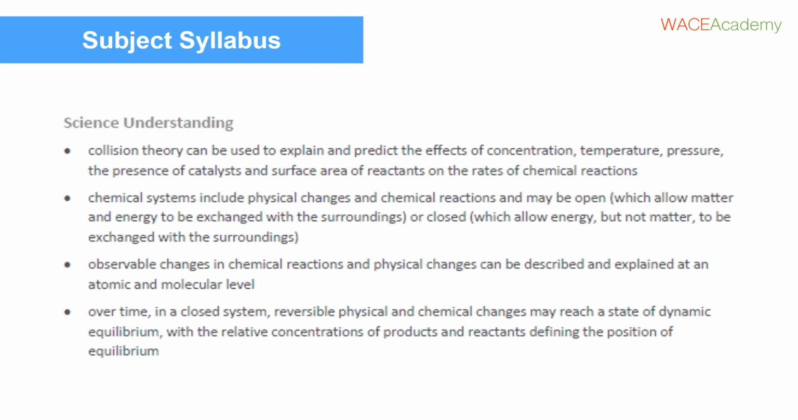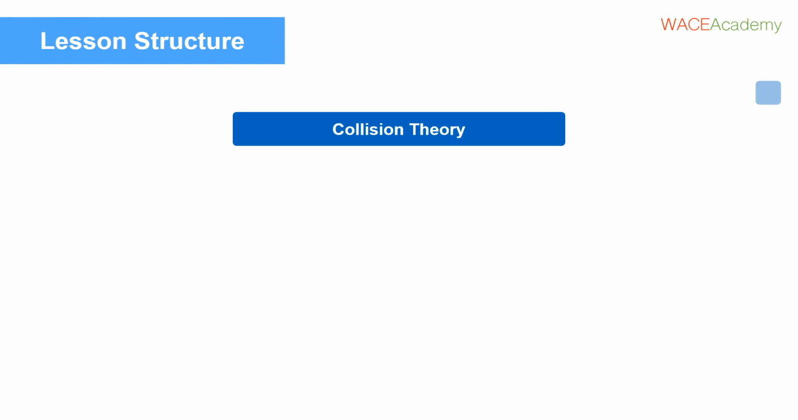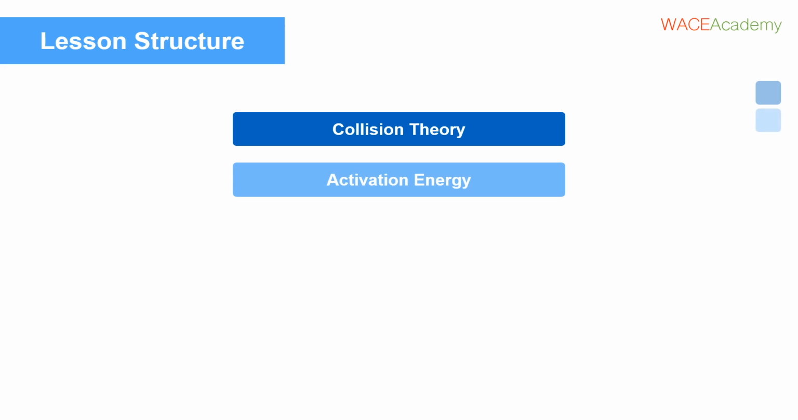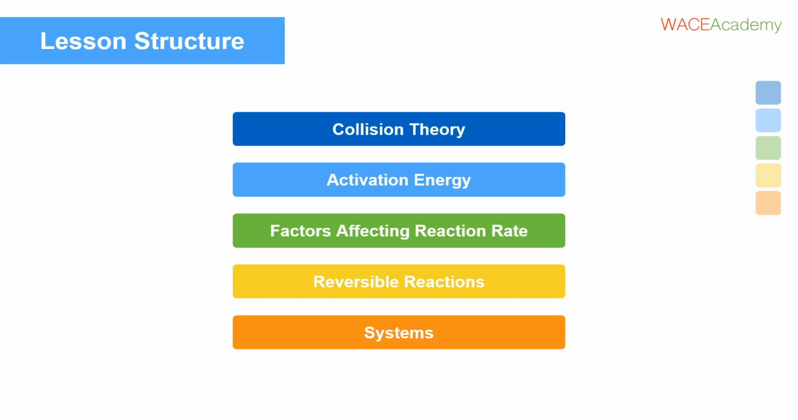We'll be covering points 1, 2, and 4 in the chemistry syllabus of the subtopic Chemical Equilibrium Systems. To start this lesson off, we'll begin with collision theory before moving on to the factors that affect the rate of a chemical reaction. Then we'll move on to reversible reactions and the theory of chemical equilibrium. Finally, we'll end with the different types of chemical systems.